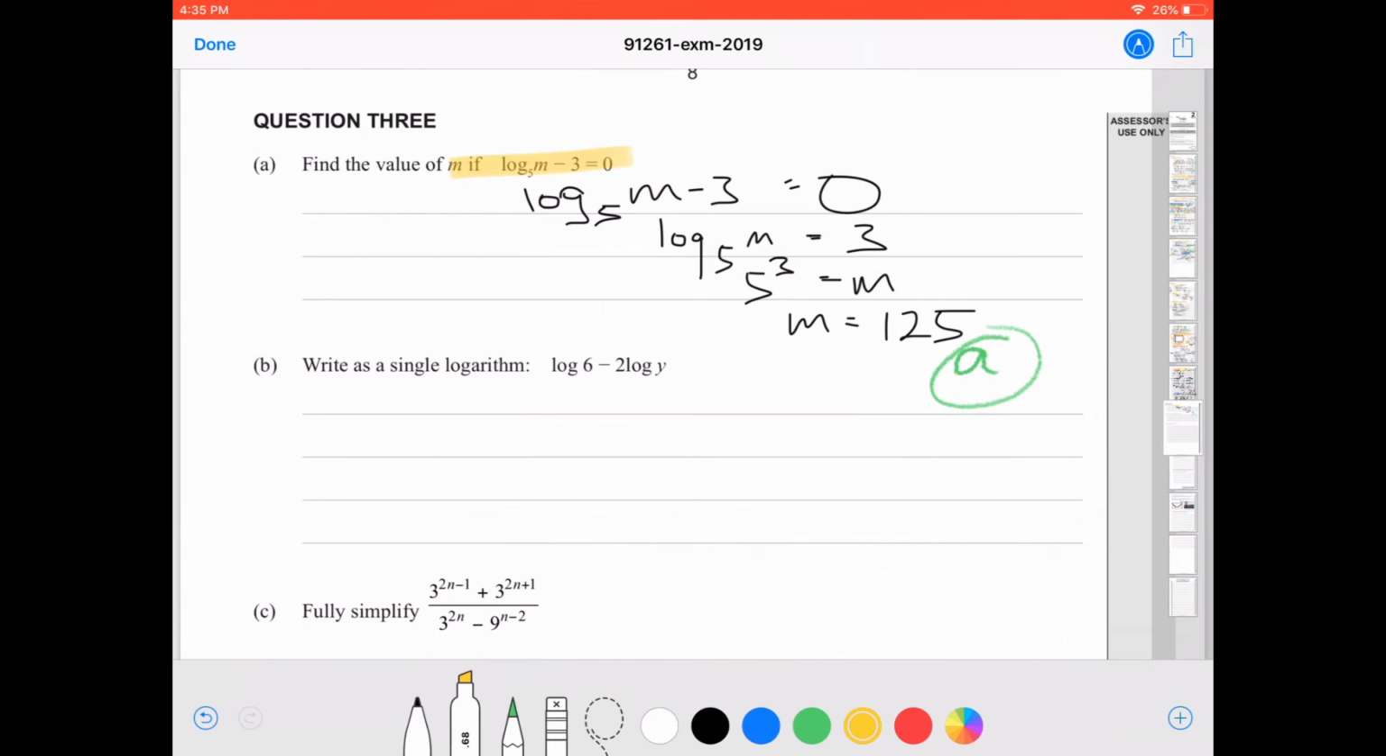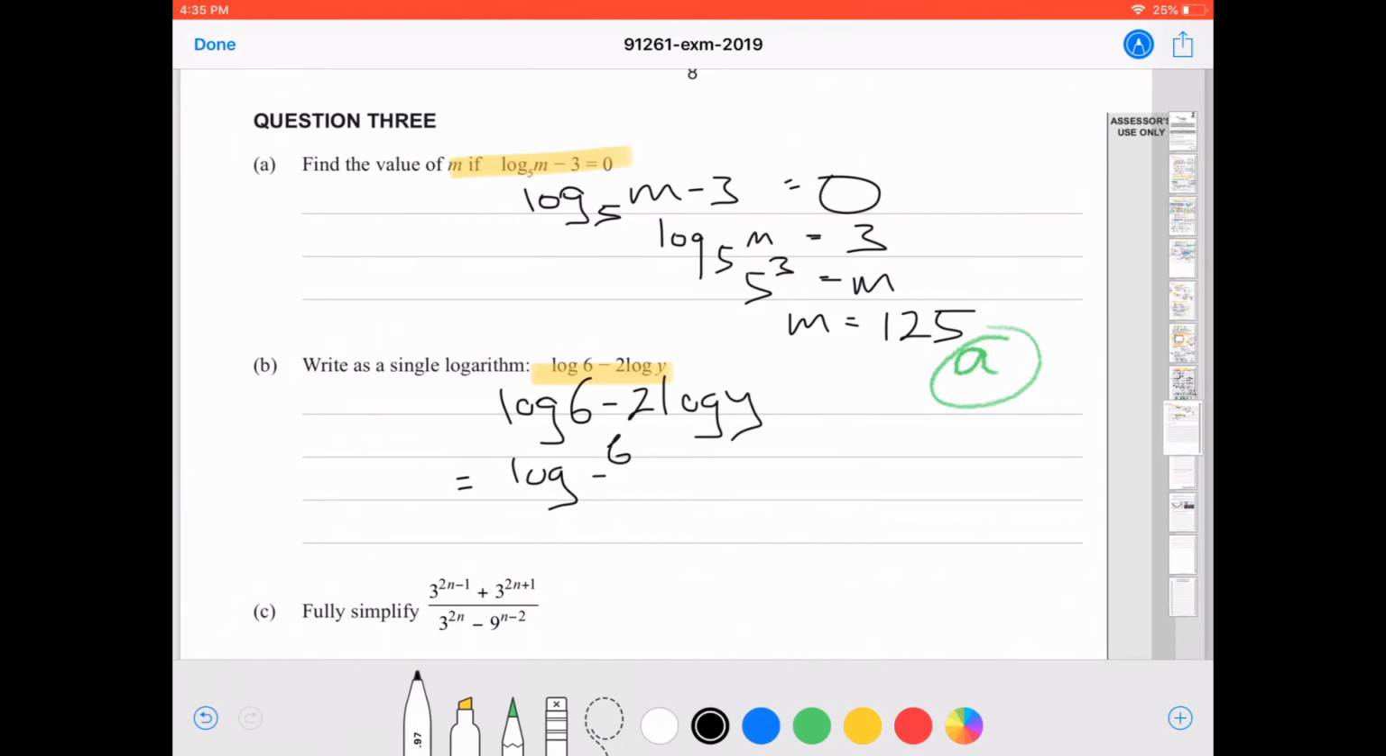Right is a single logarithm. This is question 3b. Log 6 minus 2 log y. We can assume the bases are the same. And so here we are subtracting logs. So if we want to combine it into one log, we end up with basically dividing what goes inside the brackets.